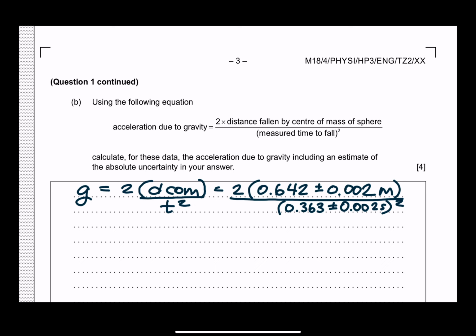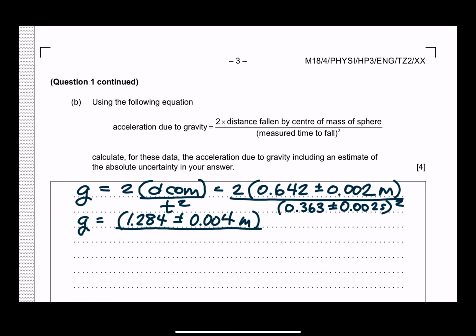Okay, so first of all, 2 times the distance to the center of mass. 2 is an absolute number. There's no uncertainty on just the number 2. So you would double the distance and you would double the absolute uncertainty. Now, this is interesting because you're doubling the distance, which means you would double the absolute uncertainty, but you're squaring the time. When you square something, you're multiplying it times itself. So we don't double the absolute uncertainty, we're going to need to double the percentage uncertainty.